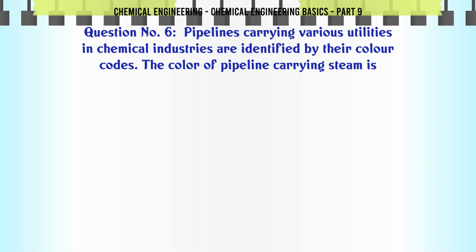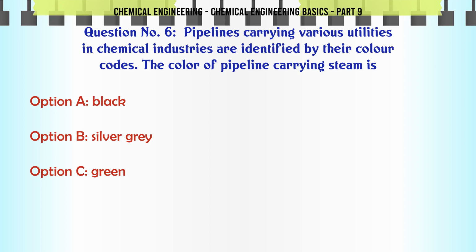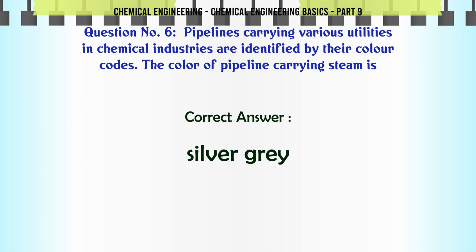Pipelines carrying various utilities in chemical industries are identified by their color codes. The color of pipeline carrying steam is: A. Black. B. Silver gray. C. Green. D. Yellow. The correct answer is silver gray.